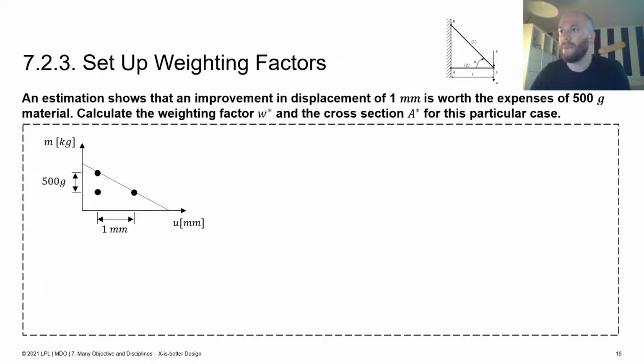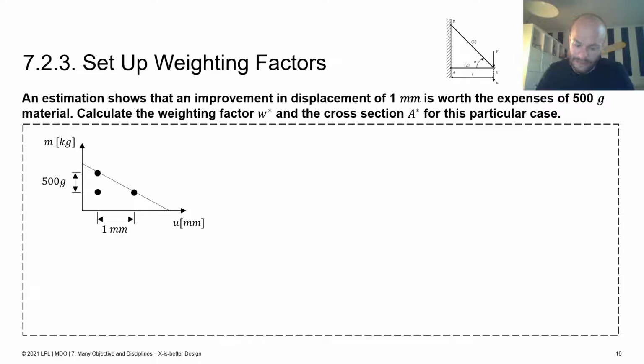And the figure here illustrates that. So we see the weight on the y-axis and the displacement on the x-axis. And out of that we can now calculate the weighting factor. The only important thing is that you choose the values. Since it's a linear multi-objective function, this works, and it's independent of the point where this measurement was taken.